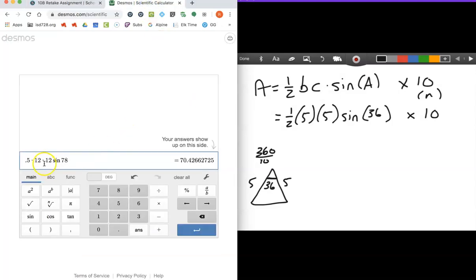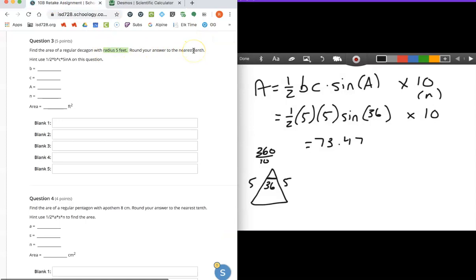So I'm going to go back to the calculator, change these to 5s, 1/2 times 5 times 5, and then times the sine of 36. And then when we multiply that by 10, what did I do wrong? Maybe I need parentheses here. Yeah, okay. So now what we have here, 0.5 times 5 times 5 times sine of theta. Yeah, perfect. So that comes out to 73.47. I think we're still doing nearest tenth. Yes, we are. So that would round up to 73.5.